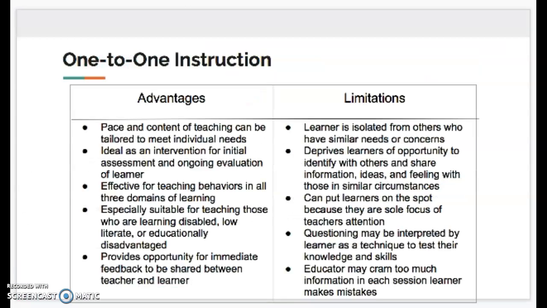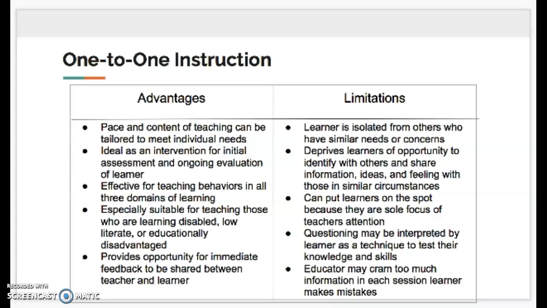So, advantages and limitations of one-on-one instruction. Educating clients on a one-on-one basis is based on focus on individuals' needs to learn a subject area where group discussion may not be feasible. Domains of learning can be emphasized through one-on-one instruction, as constant feedback and understanding of materials are promoted through this learning structure. An advantage of one-to-one instruction is that the pace and content of teaching can be tailored to meet individual needs.